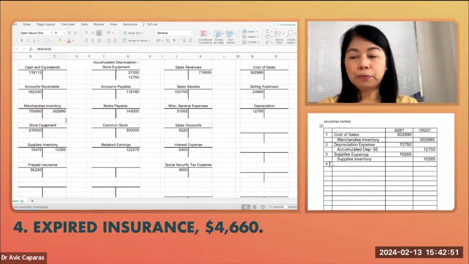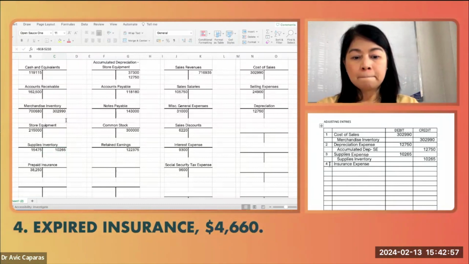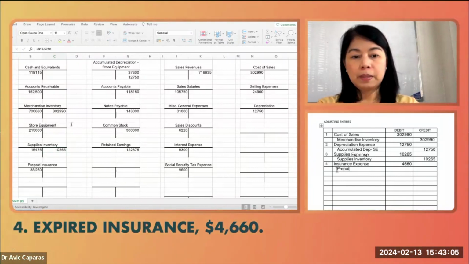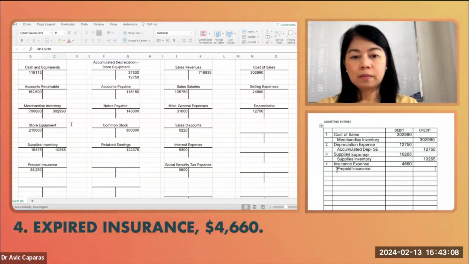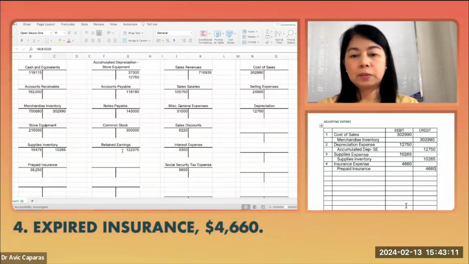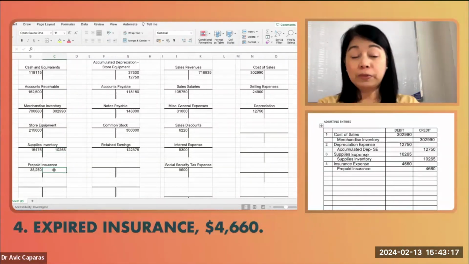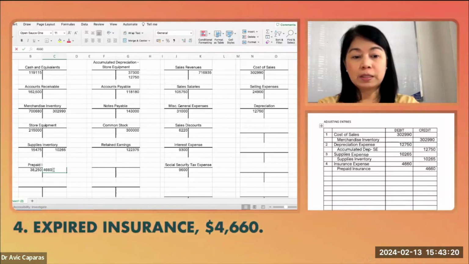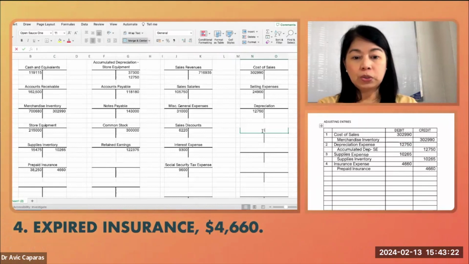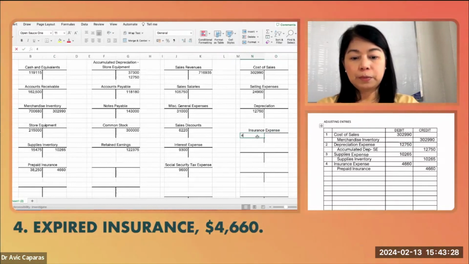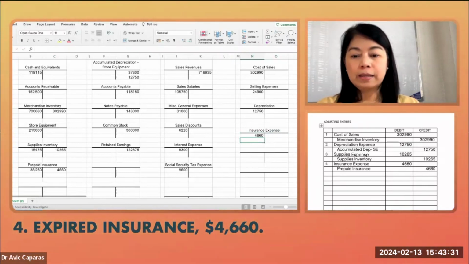So adjustment entry number 4, insurance expense, 4,660. Prepaid insurance, 4,660. So now we have to remove from the asset, which is the prepaid expense, 4,660, and come up with a new insurance expense, debit 4,660.